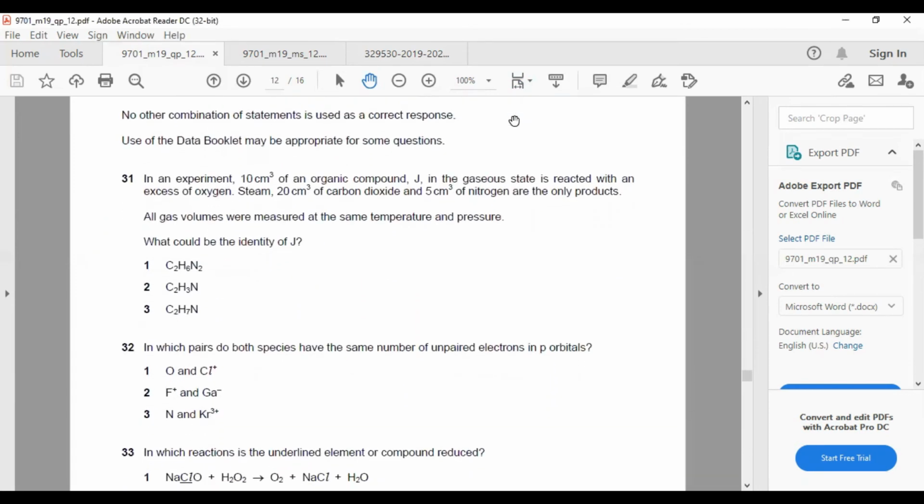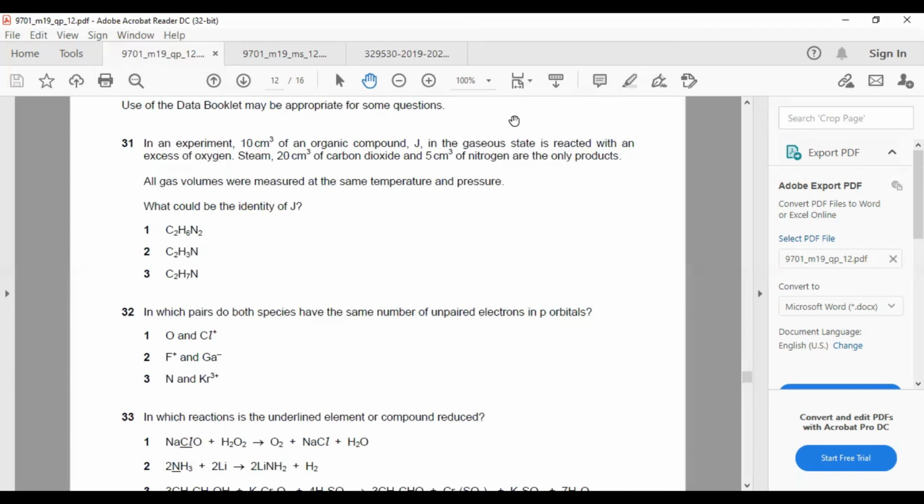Next, challenging one. 31 is the challenging one. The examiner has written in the mark scheme that 32 is the challenging, but I think 31 is more challenging.